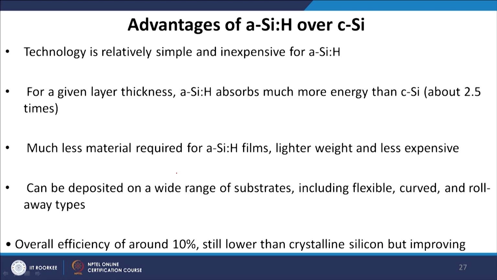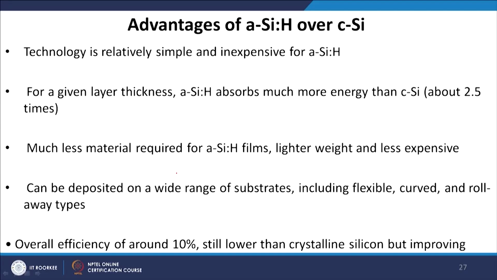Now, what are some common advantages of the amorphous silicon solar cell over the crystalline silicon solar cell? The first: technology is relatively simple and inexpensive for amorphous silicon. Here we do not need to use a big furnace or arc furnace, coke reduction technique, or Siemens method like that. Here we can use only physical vapor deposition or chemical vapor deposition techniques to grow thin films of amorphous silicon on a substrate. For a given layer thickness, amorphous silicon absorbs much more energy than crystalline silicon, about 2.5 times. This is a very important parameter.